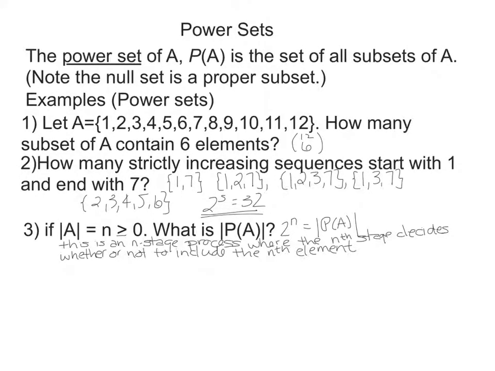So I wrote this down just in case it's easier for you to see once it's written. The solution is that this is an n-stage process where the nth stage decides whether or not to include the nth element. And whether or not to include, that means there are 2 choices. You can include or not include, and that's where you get the 2 choices for each of the n stages. You're multiplying 2 n times, so you get 2 to the n. So there are 2 to the n possible ways of including or not including, and that will give you the 2 to the n subsets.